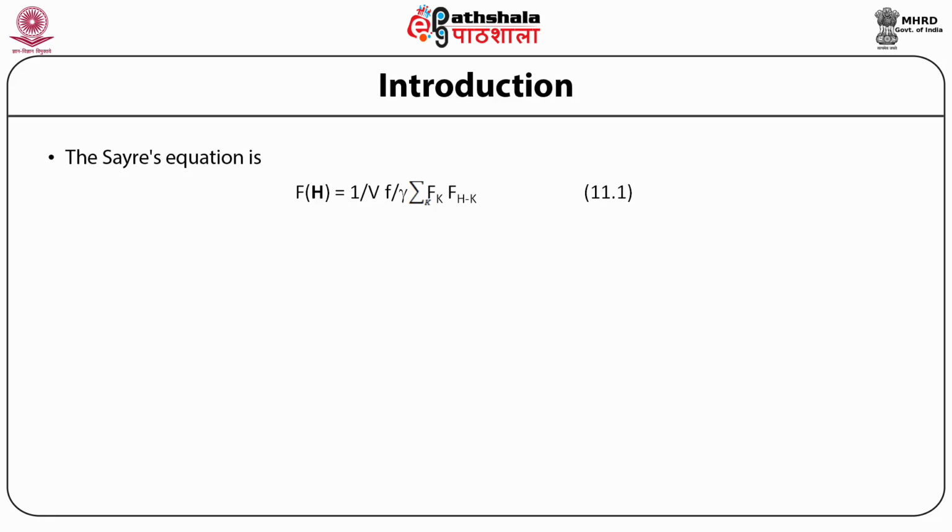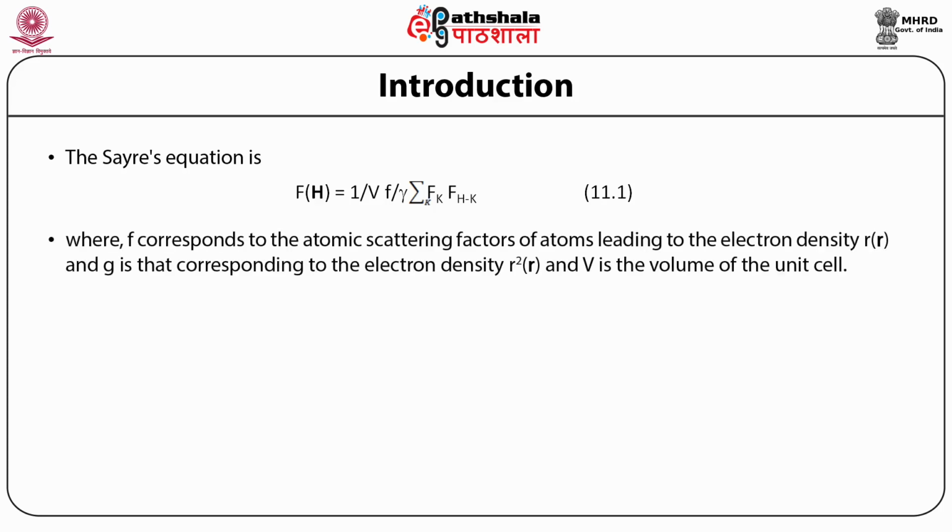Now, in the above equation 11.1, the little f corresponds to the atomic scattering factors of atoms leading to the electron density rho of r, and this nu is that corresponding to the electron density rho square of r, and capital V is the volume of the unit cell. If you assume that you have electron density, a set of numbers will be there. Then these are contributed by this atomic scattering factor Fj.